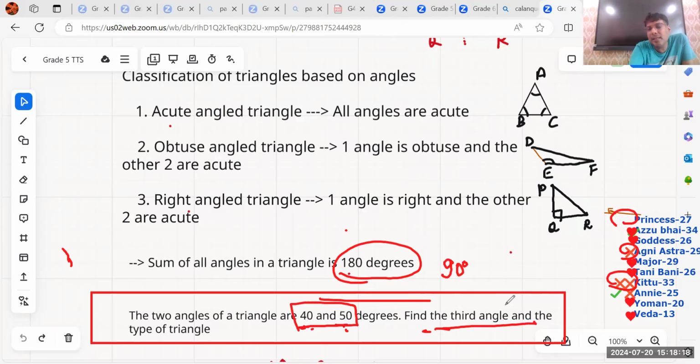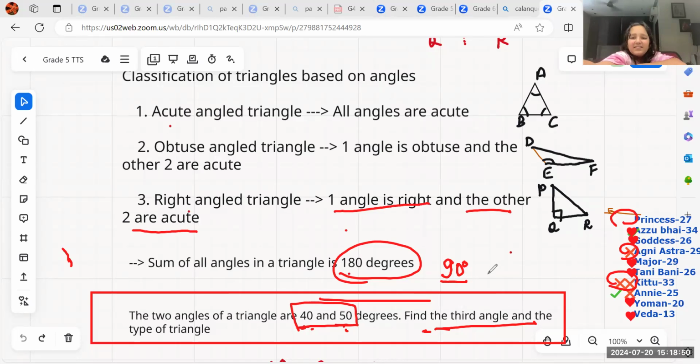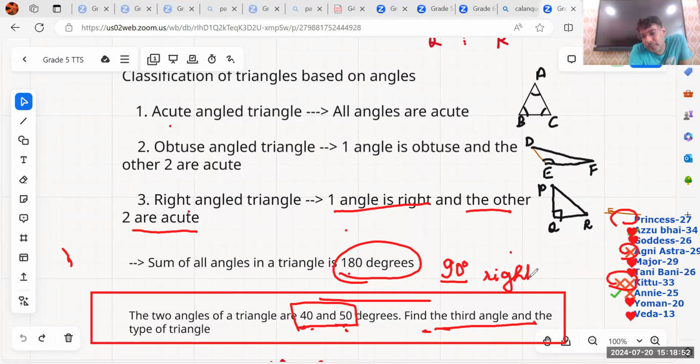And which type of triangle is this? Which type of triangle is this? Tell me. Tell me, brother. Sir, right angle. Why obtuse, beta? If one angle is a right angle, one angle is right and the others are, yes, wrong. Sir, please read. It is a right angle triangle.